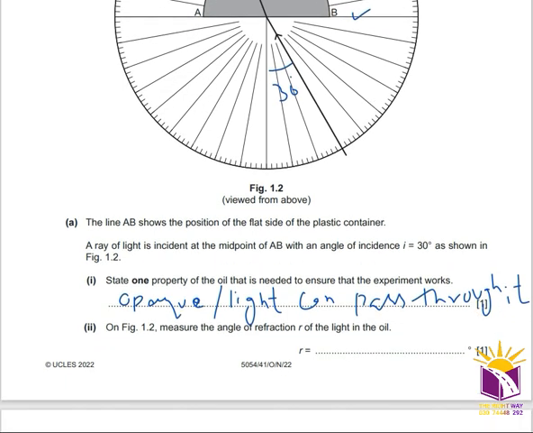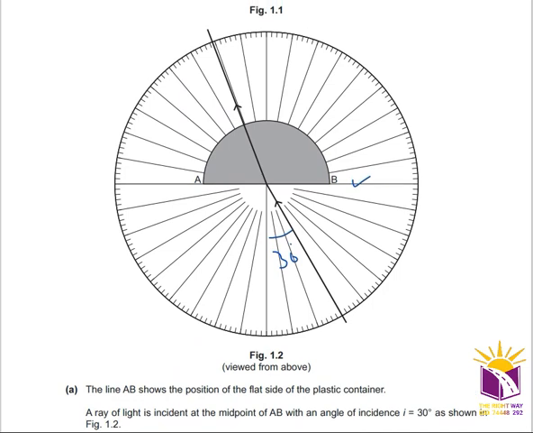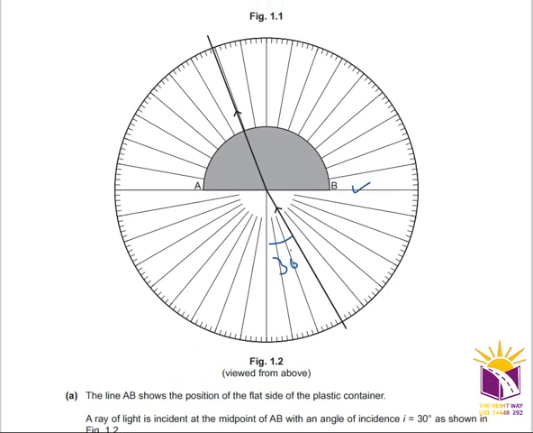Part 2: on figure 1.2 measure the angle of refraction of the light. This is our angle of refraction R. From here I can see that these are equal to 30 degrees, which is the given angle of incidence, so total 15 divisions. 30 divided by 15 equals 2, so one line is representing 2 degrees.